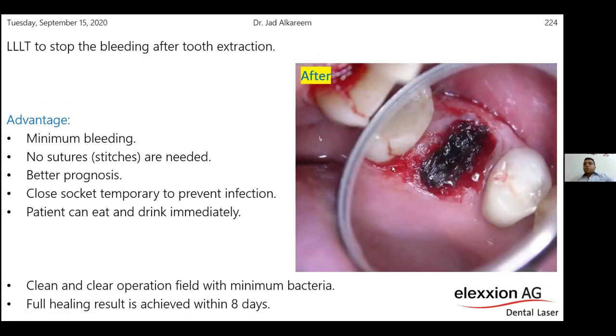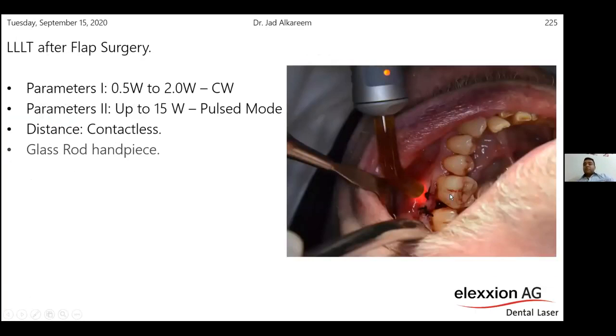Also, you can use the low-level laser therapy after the flap surgery to improve the production of ATP and improve the function of the mitochondria, which will, in the end, result in a better prognosis and better healing, because it will eliminate the availability of the nitric oxide inside the tissue, and that will improve the healing process.